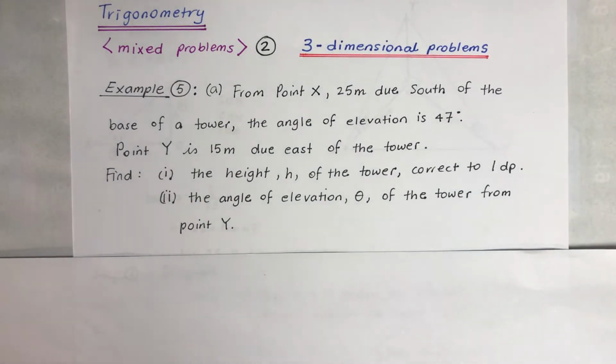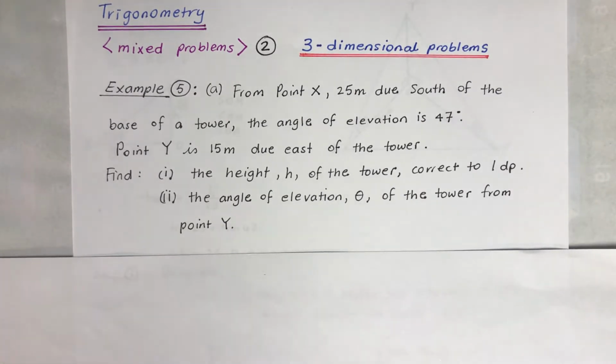Part A. From point X, 25 meters due south of the base of a tower, the angle of elevation is 47. Point Y is 15 meters due east of the tower. Find part 1, the height, h, of the tower, correct to 1 decimal place. Part 2, the angle of elevation, theta, of the tower from point Y.